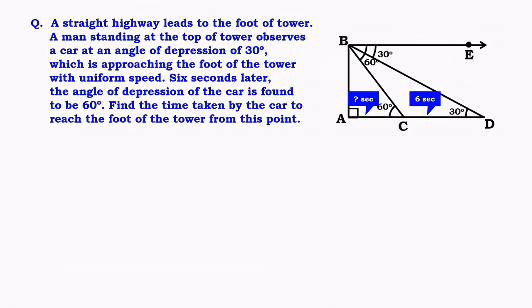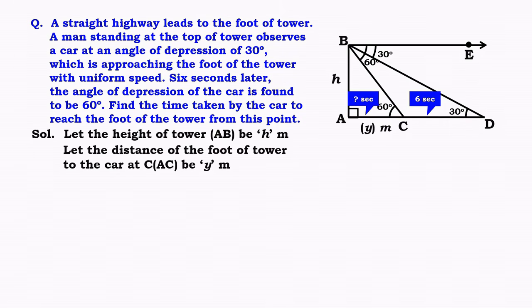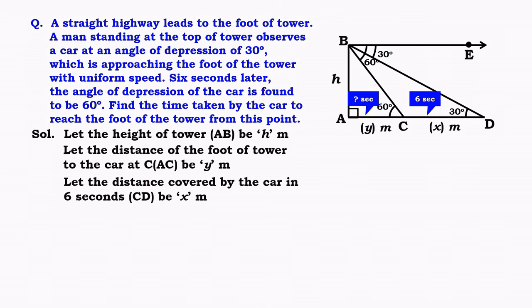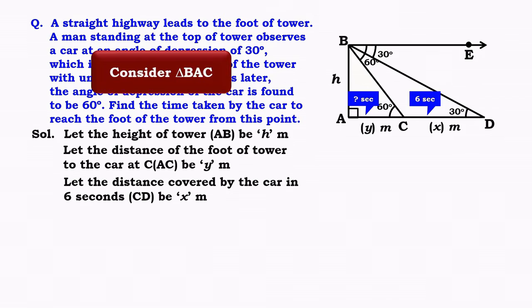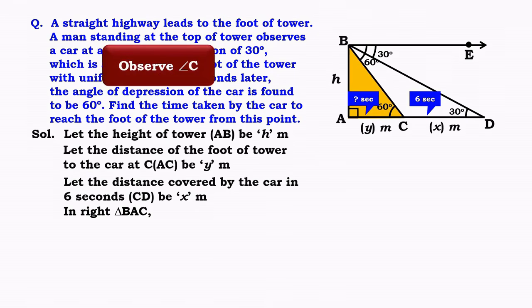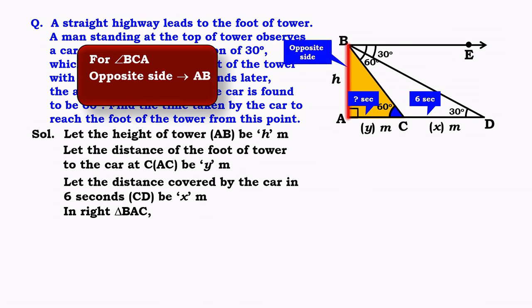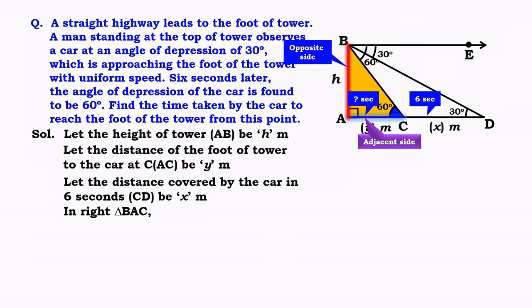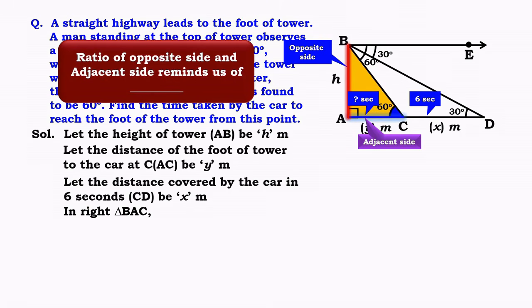Let the height of the tower, AB, be h meters. Let the distance from the foot of the tower to the car at C, that is AC, be y meters. Let the distance covered by the car in 6 seconds, CD, be x meters. For angle BCA, the opposite side is AB, and the adjacent side is AC. The ratio of the opposite side to the adjacent side reminds us of tangent.